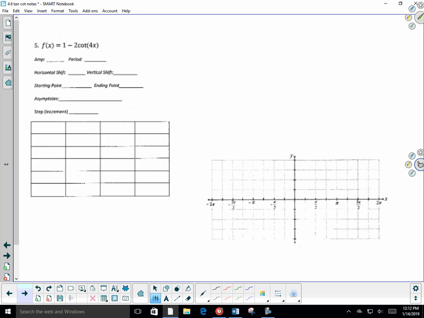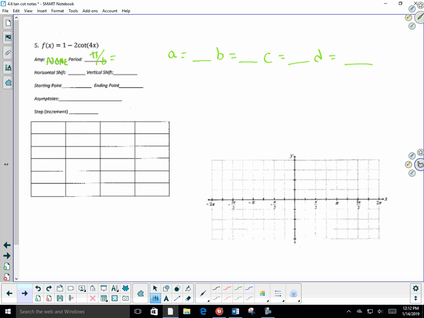All right, so let's try graphing number 5. We're graphing f of x equals 1 minus 2 cotangent 4x. No amplitude on a cotangent graph, so we can write none. The period is going to be pi divided by b. Well, let's talk about what's our a, what's our b, what's our c.